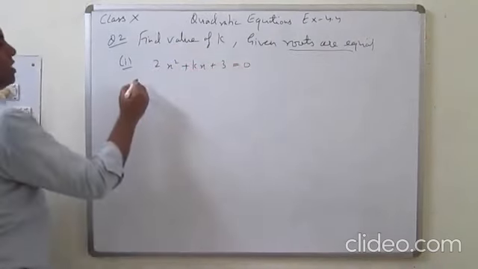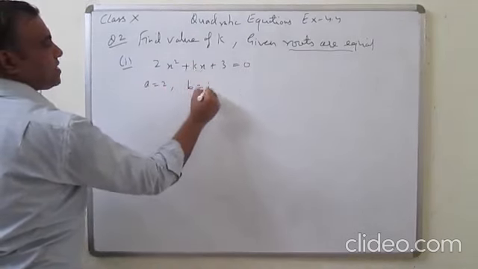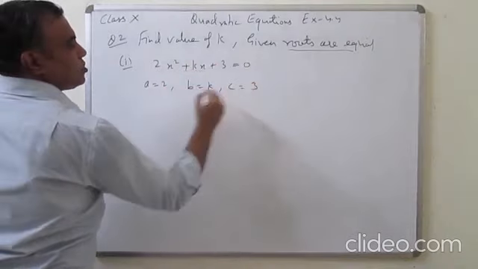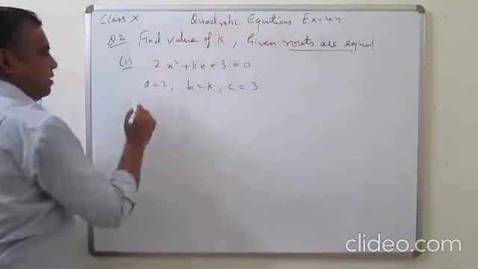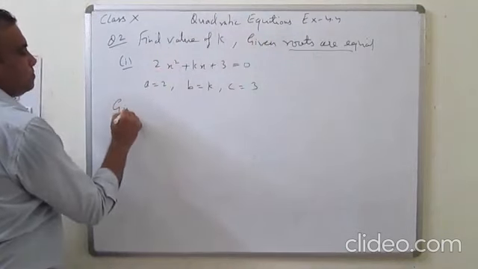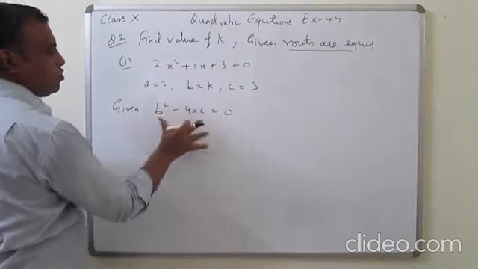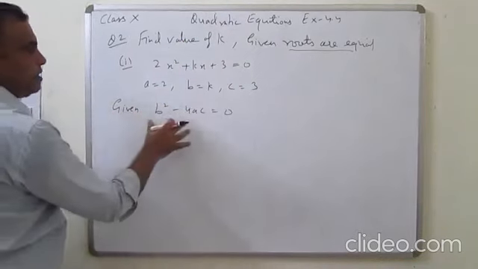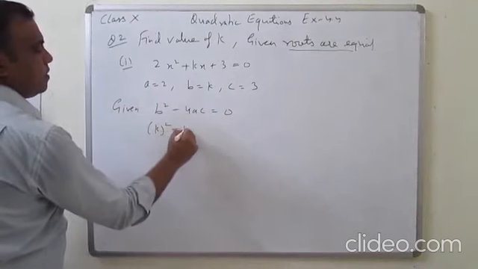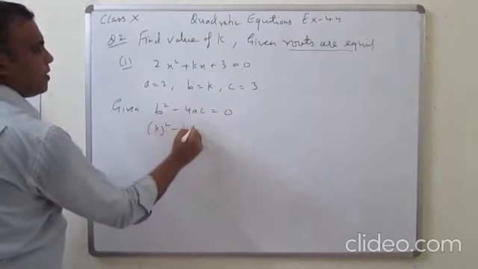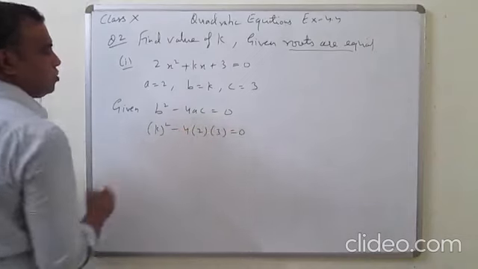Now here a is what? 2, b is coefficient of x, k, c is constant term 3. Roots are equal. It means the condition given to you, b square minus 4ac is equal to 0. Now putting the values, b is k whole square minus 4 into 2 into 3 is equal to 0.